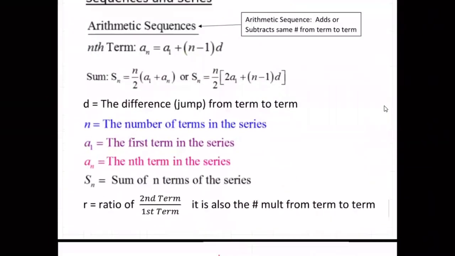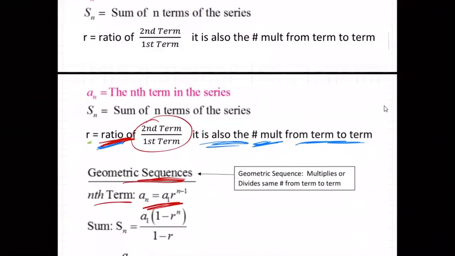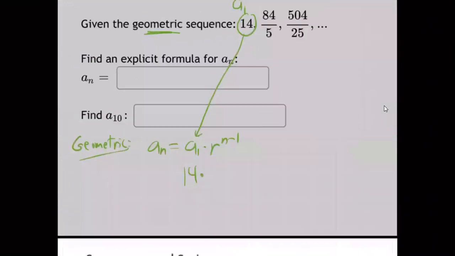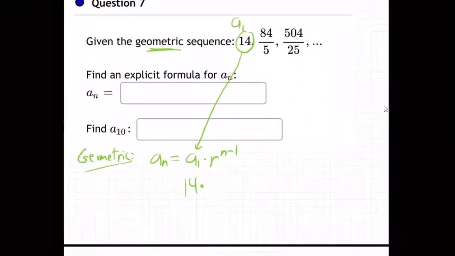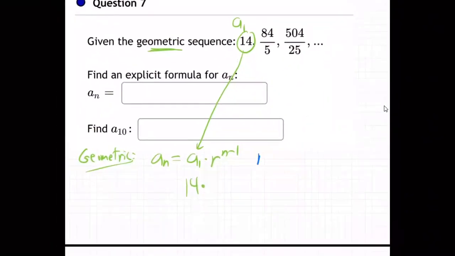Well, if you go down to the notes for that too. So right here, r, the ratio, is second term over first term. So it's the ratio, it's the dividing of the second term over the first term. So let's do that over here on the side. So the r, so the second term over the first term. So here's the second term, 84 over 5, over the first term, which is 14.